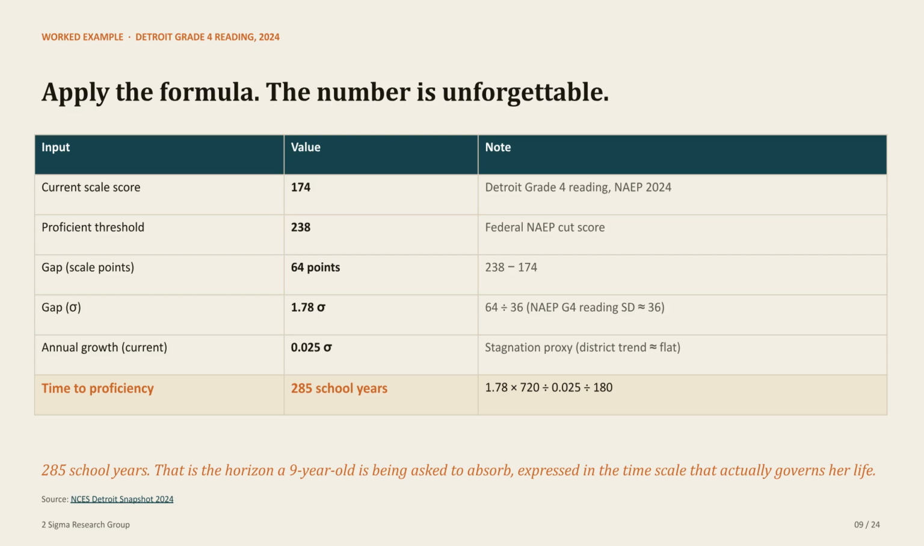Applying the formula to the Detroit student with a gap of 1.78 standard deviations and the stagnation proxy of 0.025 sigma, the time to proficiency is 285 school years. This number is the reality for the student under the current conditions.